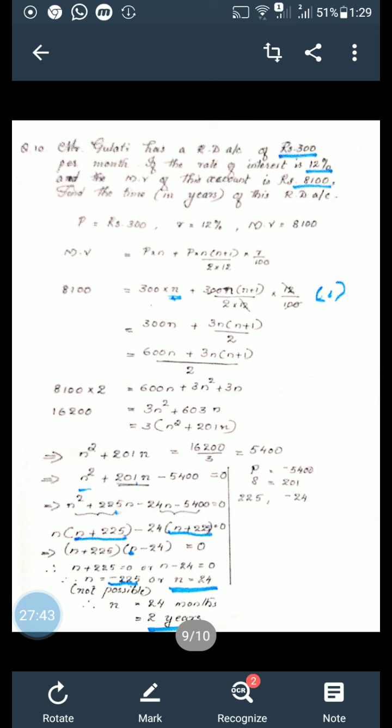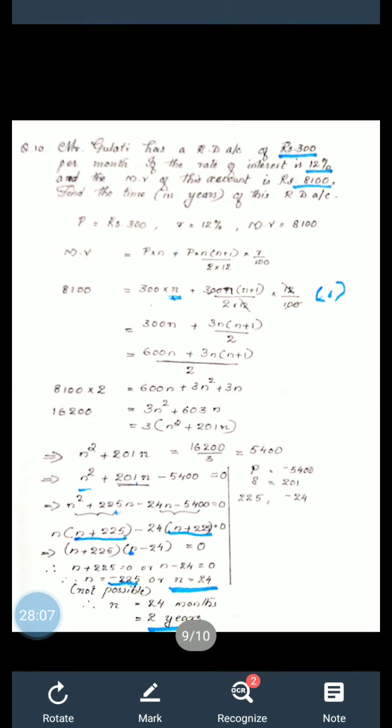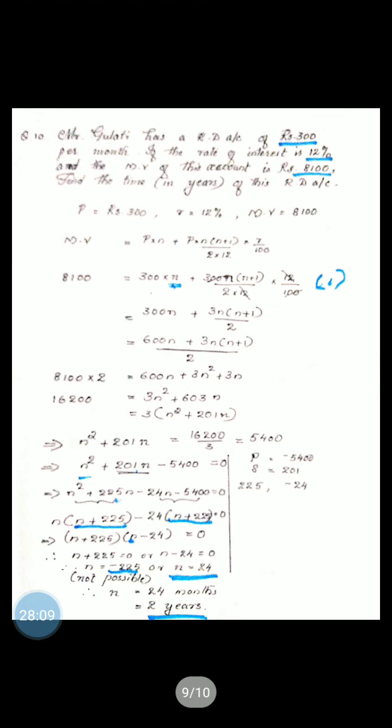Therefore, we can write n plus 225 is equal to 0 or n minus 24 is equal to 0. When you simplify, n is equal to minus 225 or n is equal to 24. Number of months should not be negative, that we know. Therefore, that value is not possible. n is equal to minus 225 is not possible. Therefore, what is our answer? Our answer is n is equal to 24. n means number of months. Number of months is 24.